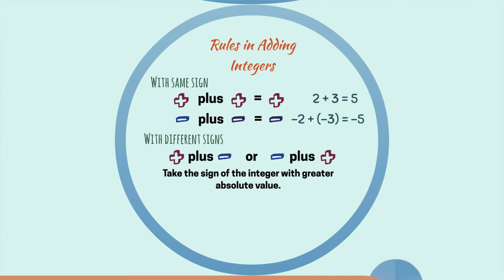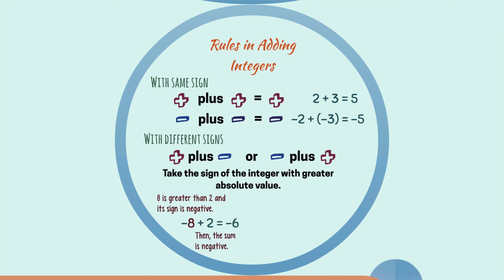We will understand the concept further if we have examples. Let's have -8 plus 2. 8 is greater than 2, and its sign is negative. Also, 8 minus 2 is 6. We subtracted 2 from 8 because 2 is the integer with the smaller absolute value. Then copy the sign of the greater absolute value. So the sum is -6.